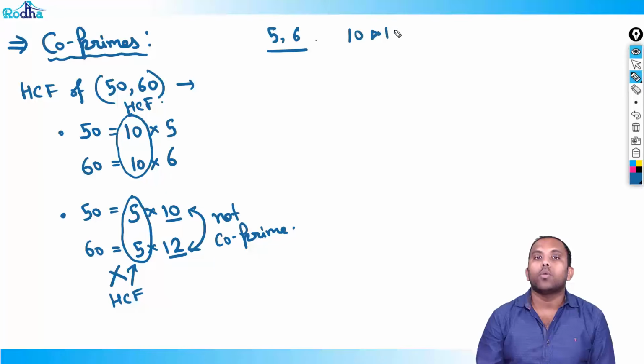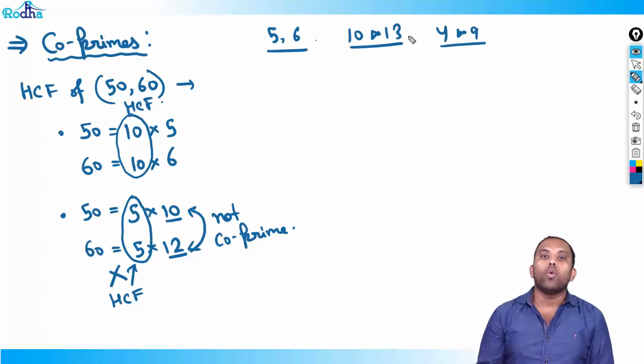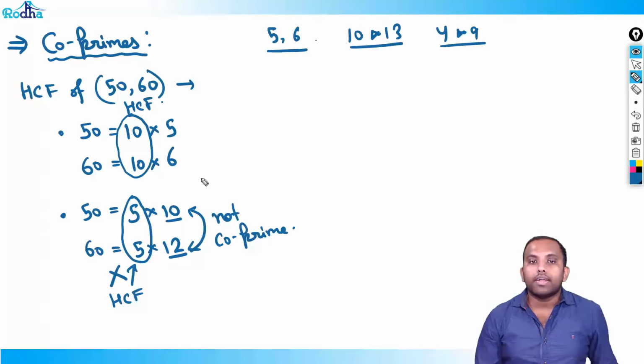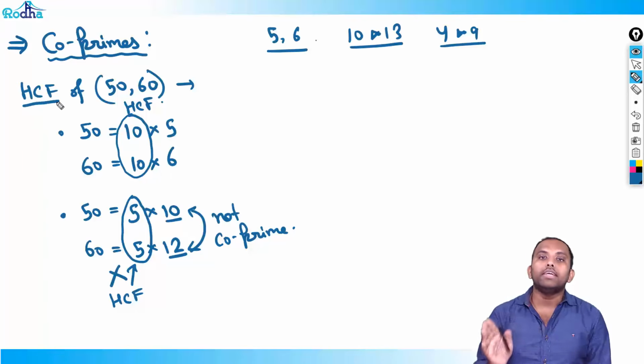They have nothing in common, or their HCF is 1. 10 and 13 are co-prime. 4 and 9 are co-prime. Their HCF is 1, or nothing is common. We have discussed this many times earlier also. So 10 and 12 are not co-prime. Why are they not co-prime? Because of the HCF, the highest common factor.